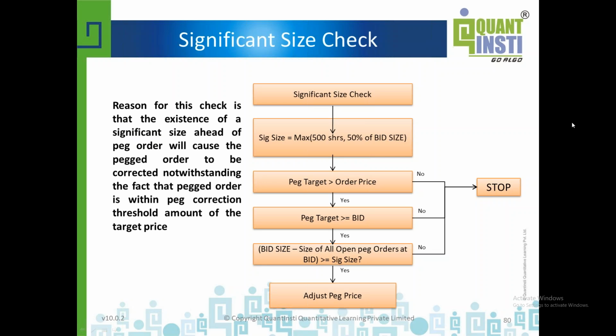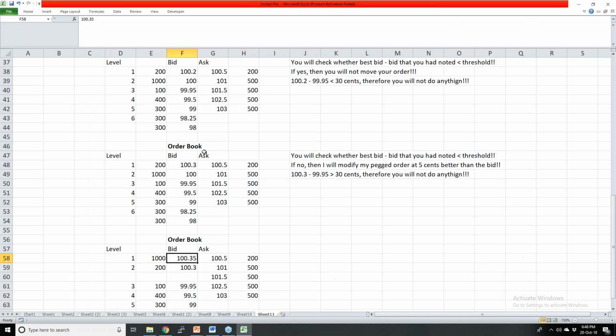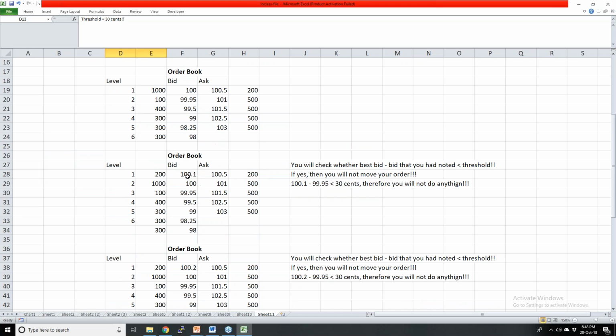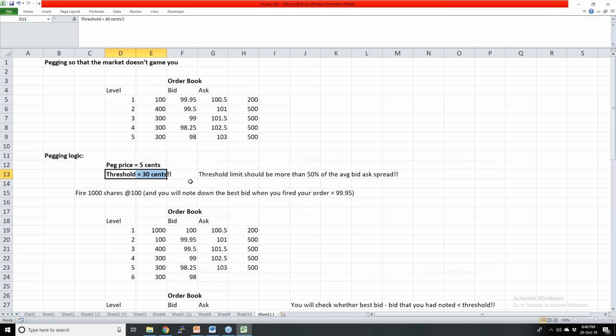So the threshold I've discussed. We can stop spoofing, because in this case we had a threshold. If we had no threshold, then for every better bid we would send a higher order. It's quite possible that the person goes at 100.2, you fire at 100.25 and you get traded. But here, because of this threshold, the person would have to cross half the bid ask spread for you to fire an order. That is how you stop the spoofing.